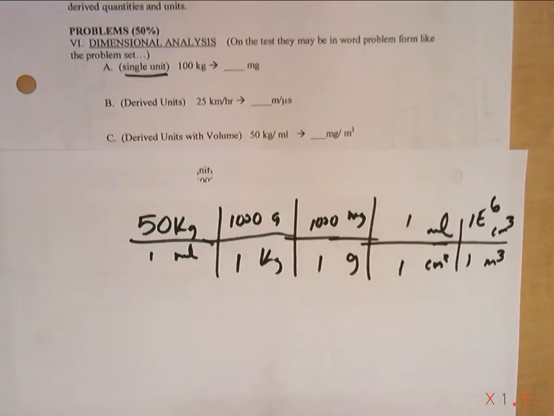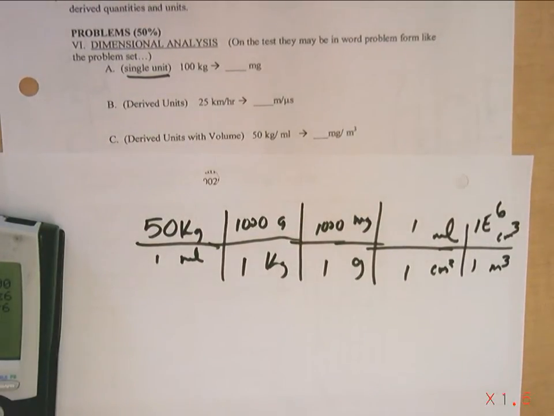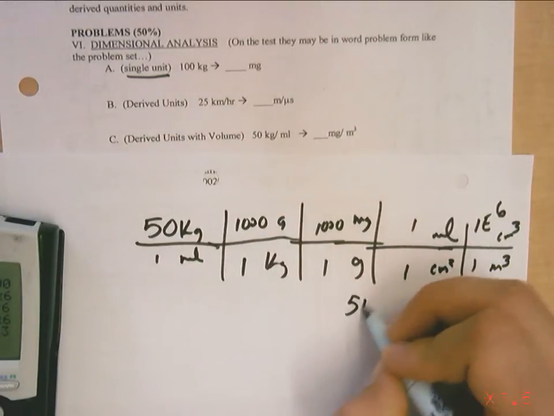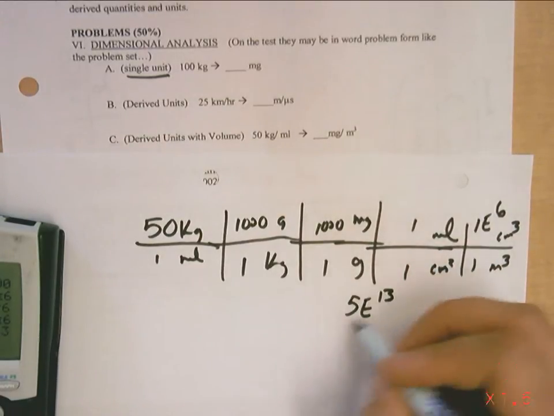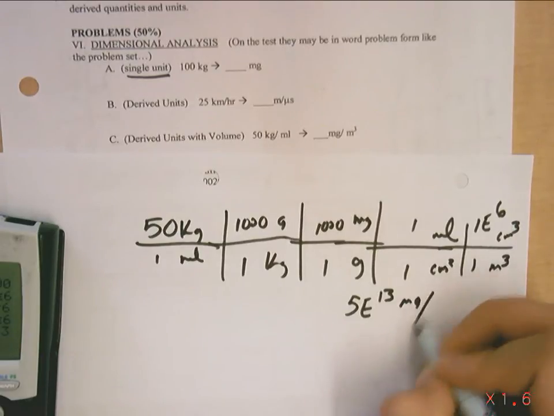So when we're all said and done, we just have to multiply. So 50 times 1,000 times 1,000 times a million. And we end up with 5 e to the 13, which is a big number, right? Scientific notation, 5 times 10 to the 13. And then we have milligrams per meter cubed.